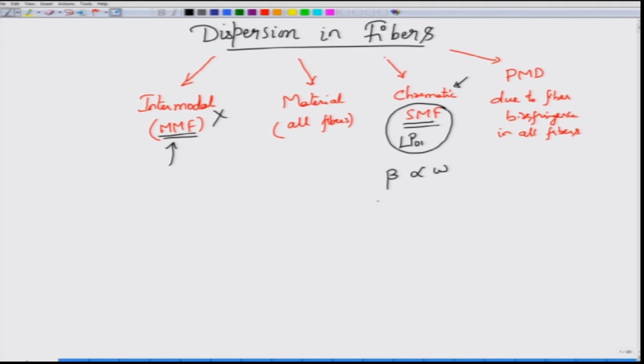If you remember, we talked about this normalized propagation constant b, which we defined as beta over k0 squared minus n2 squared, divided by n1 squared minus n2 squared.